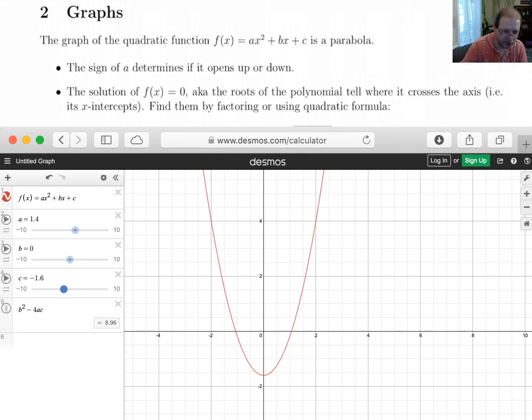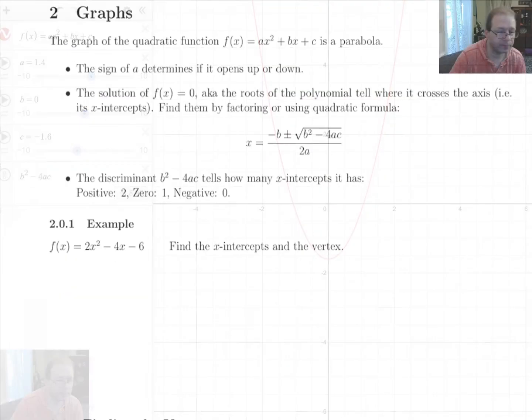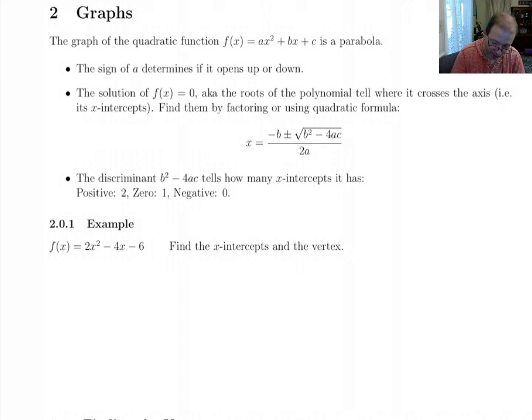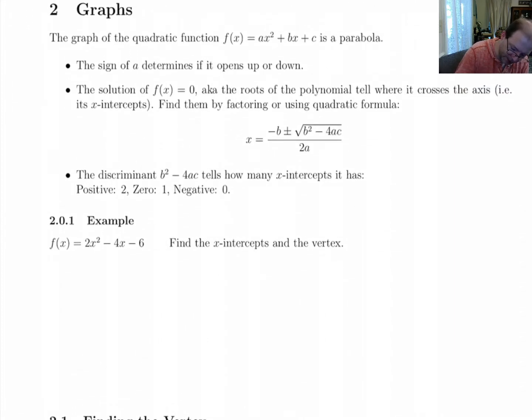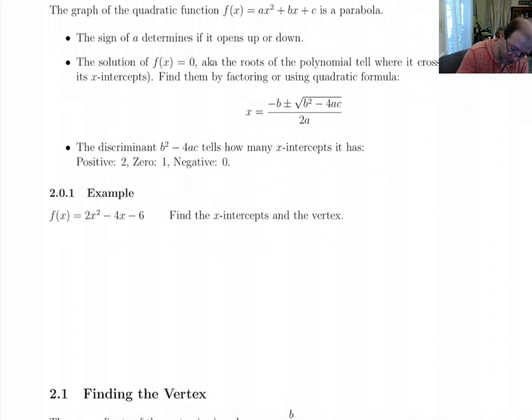So let's do an example. Find the x-intercepts and the vertex of this quadratic function. All right, the vertex, well, I haven't said how to find the vertex yet. Let's find the x-intercepts, and from there we'll find the vertex. Now, the x-intercepts, that's where it crosses the axis. So I'm going to set this equal to 0. Let me change my pencil for that. 2x squared minus 4x minus 6 equals 0.